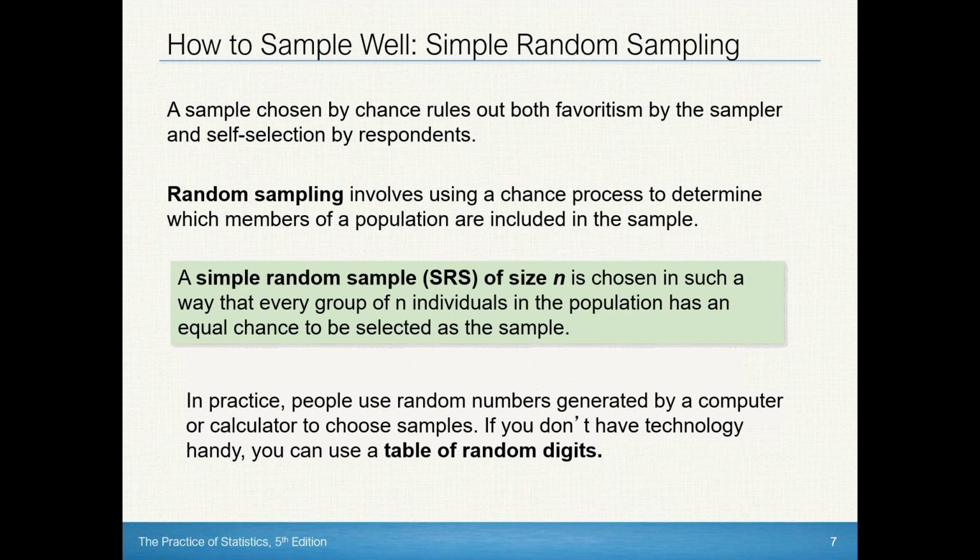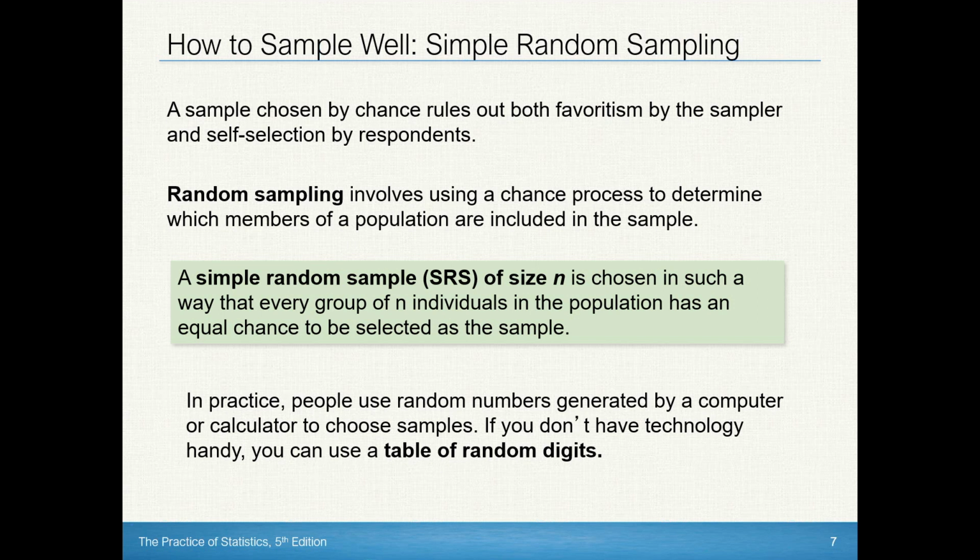A simple random sample is called an SRS, and it's chosen in such a way that every group of n individuals, maybe I'm picking 10, so every group of 10 individuals in the population has an equal chance of being selected. Every group, not just every person, but every group of whatever I'm looking for.